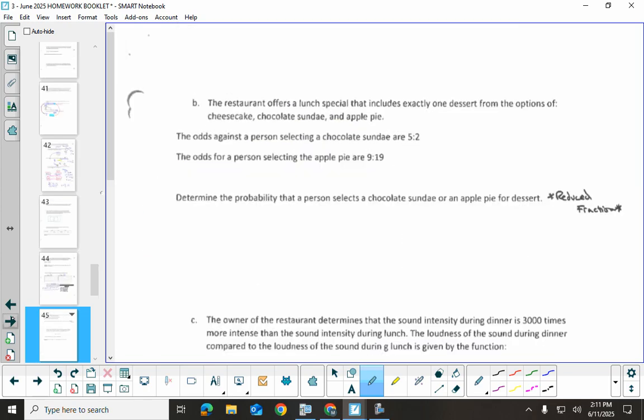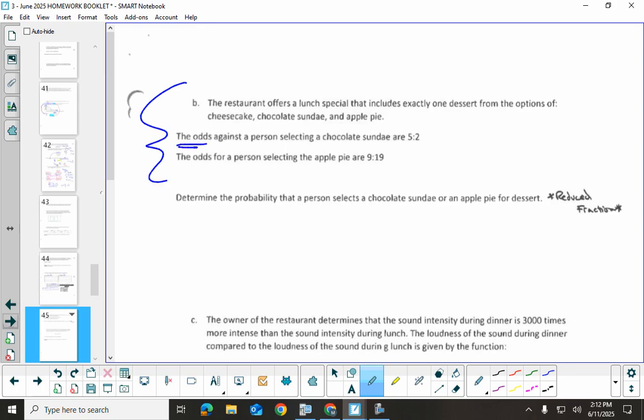Okay, part B. We're still at the restaurant. So again, that's our theme. The theme is this restaurant. The restaurant offers a lunch special that includes exactly one dessert from the options of cheesecake, chocolate sundae, and apple pie. The odds against. Okay.